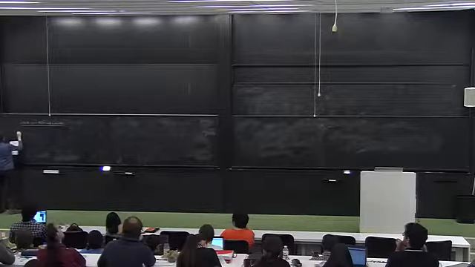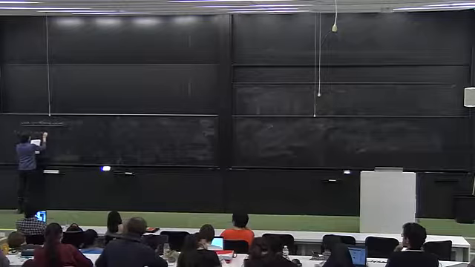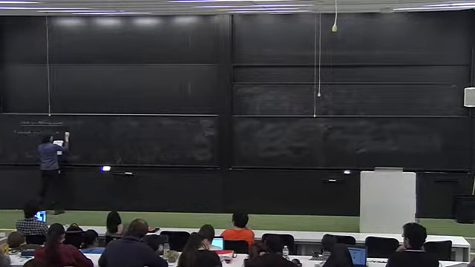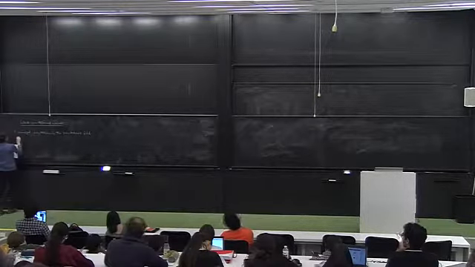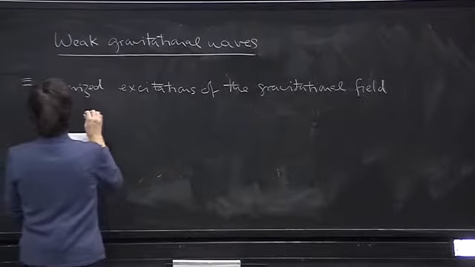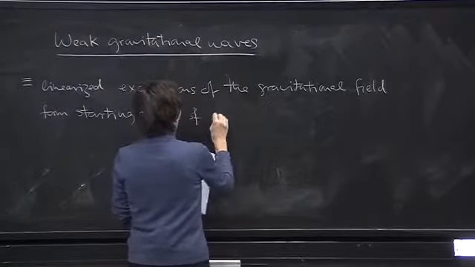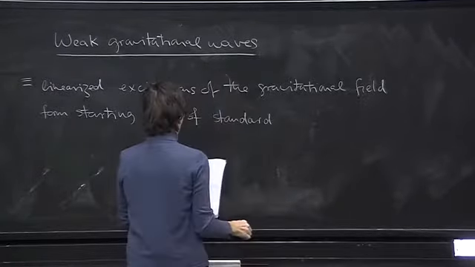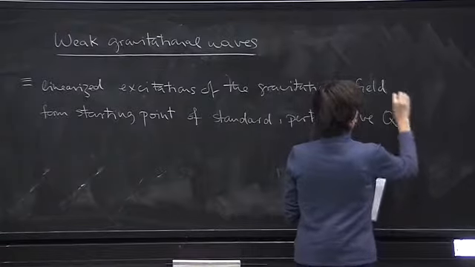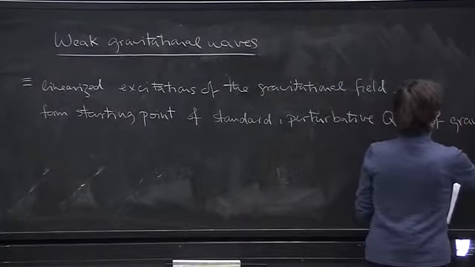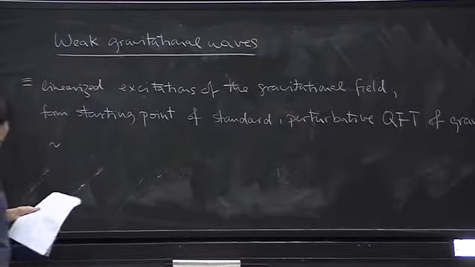Now, as I said, let me write a few things down. These are linearized excitations of the gravitational field. And they form the starting point of a standard perturbative, quantum field theoretic quantization of gravity. And these are the carrier particles of this interaction.